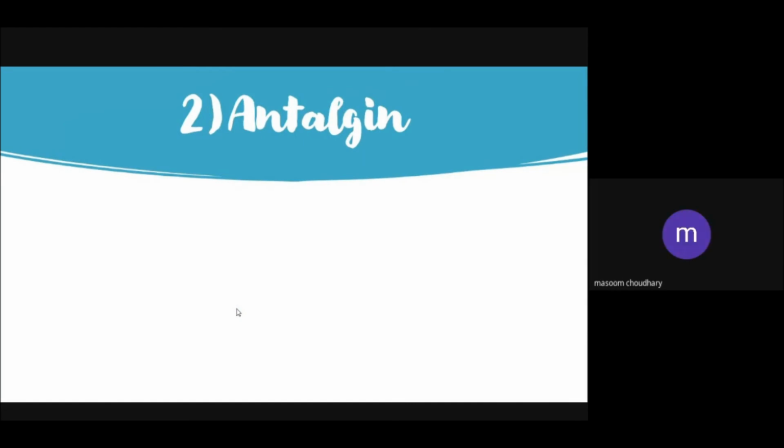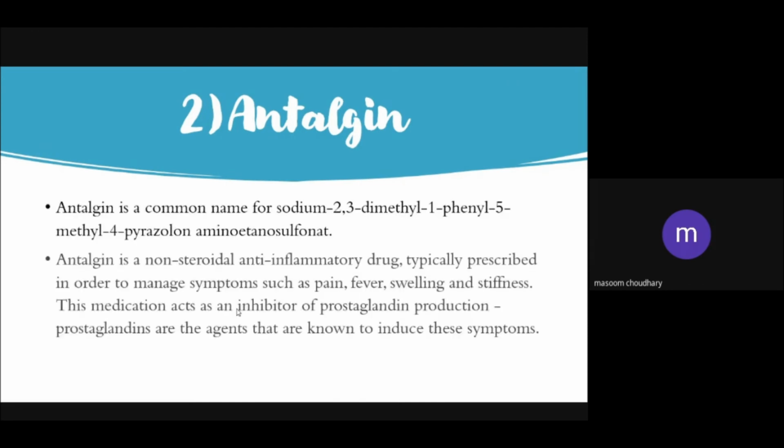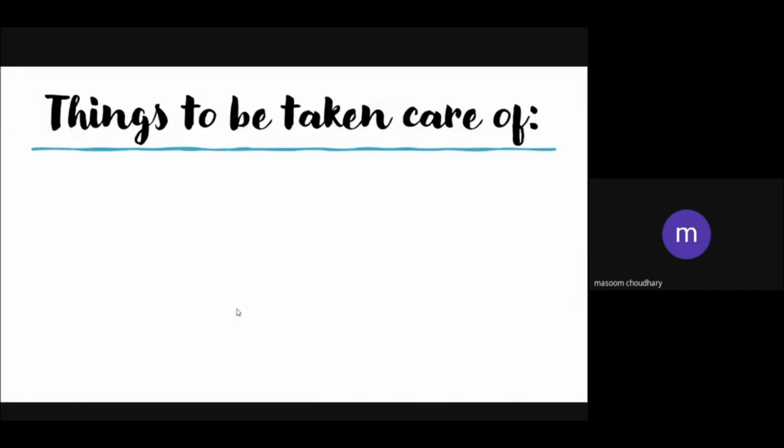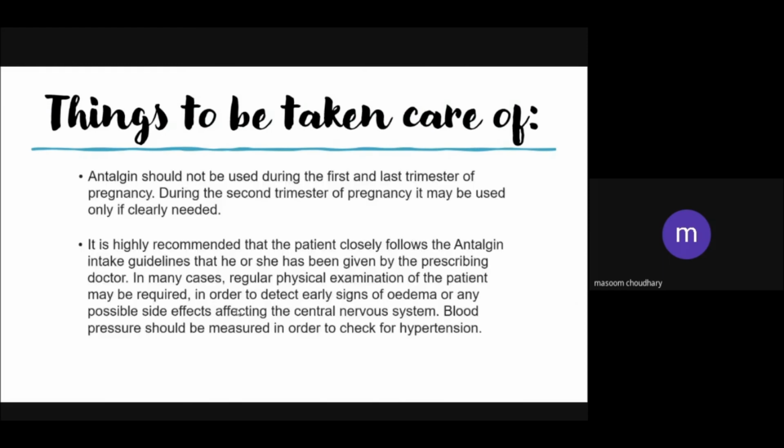Second drug is Entalgin. Entalgin is a common name for sodium 2,3-dimethyl-1-phenyl-5-methyl-4-pyrazolone aminosulfonate. Entalgin is a non-steroidal anti-inflammatory drug typically prescribed in order to manage symptoms such as pain, fever, swelling, and stiffness. This medication acts as an inhibitor of prostaglandin production. Prostaglandins are the agents that are known to induce these symptoms.